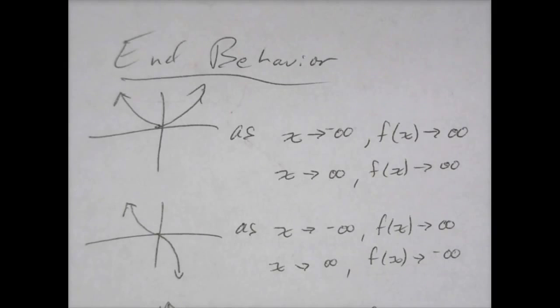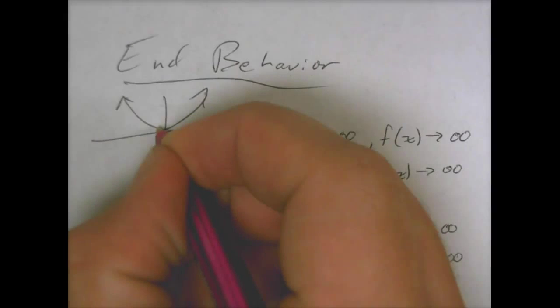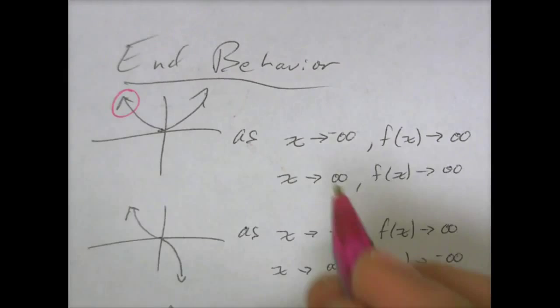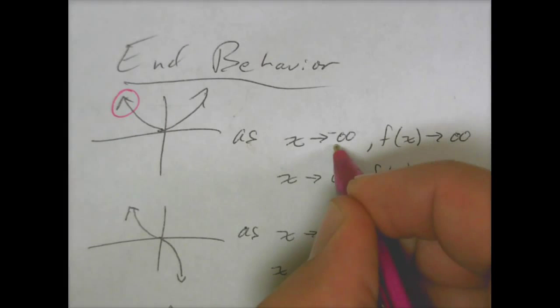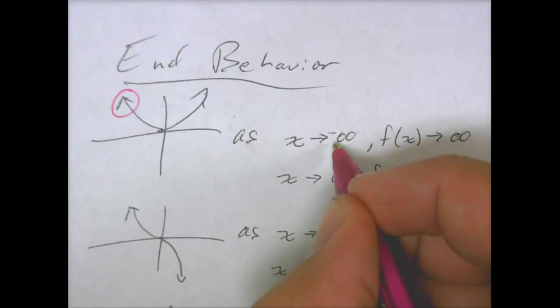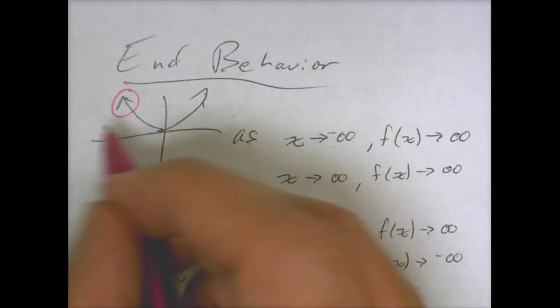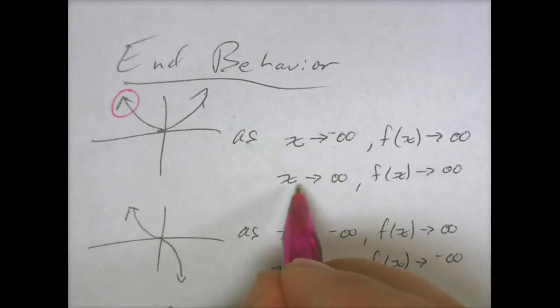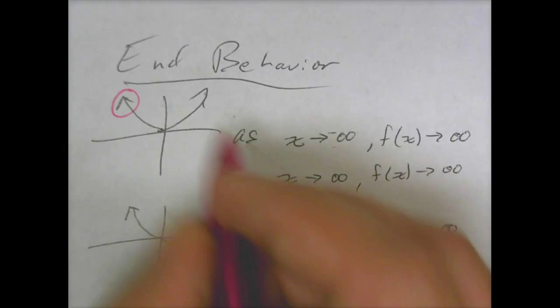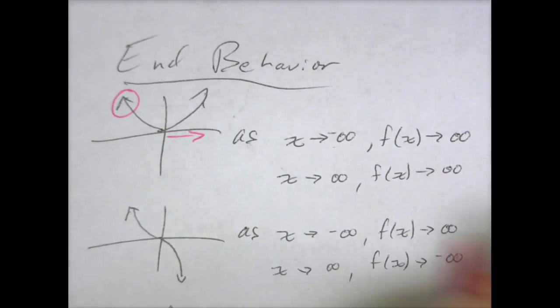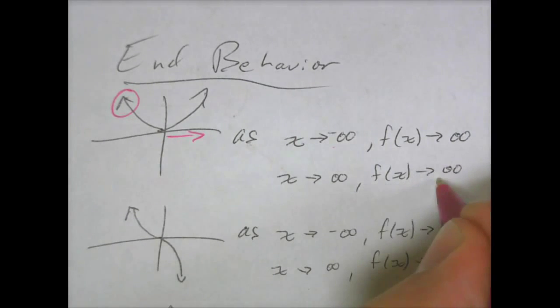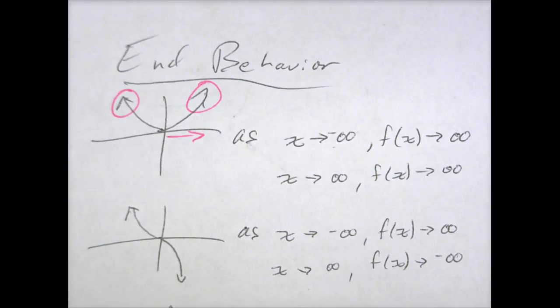Alright, the next concept I want to talk about with you guys is called end behavior. Pretty much all that is talking about is what is the graph doing at the ends. So towards this end, as x approaches negative infinity, f of x, or your y value, is approaching infinity because it's going up forever. In the other direction, as x approaches infinity, f of x approaches infinity as well, because that is going up too.